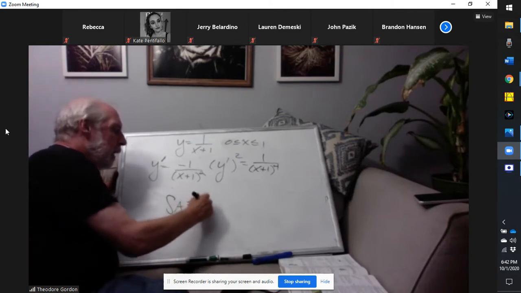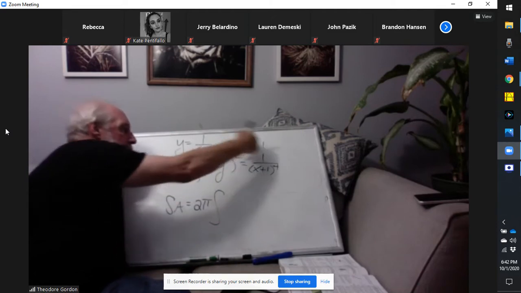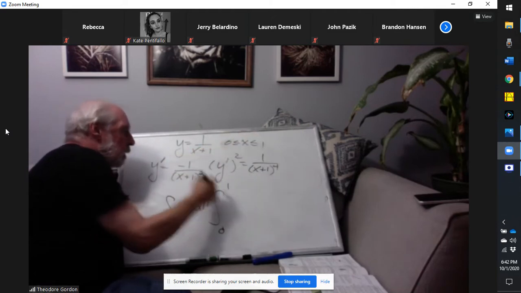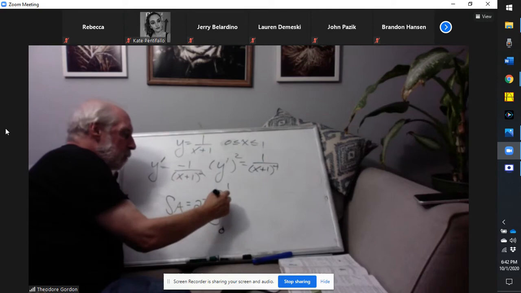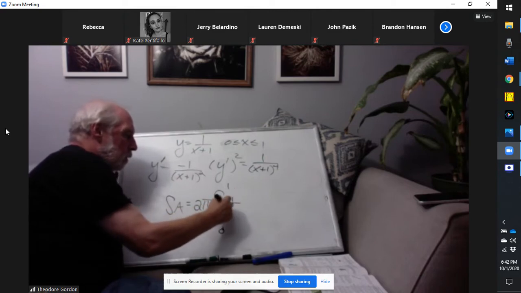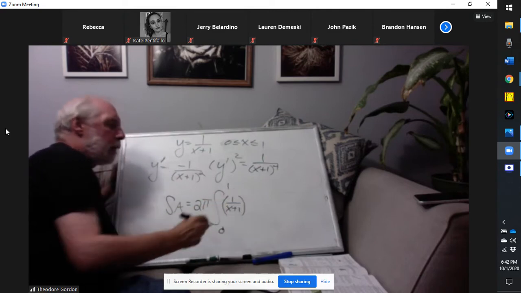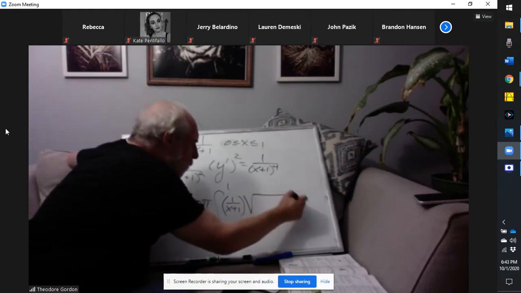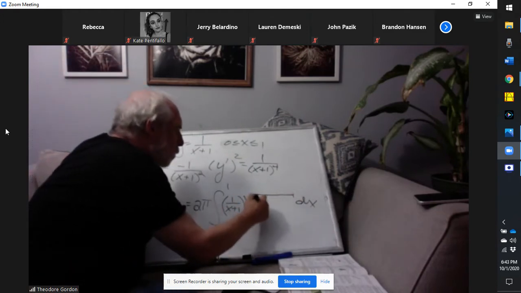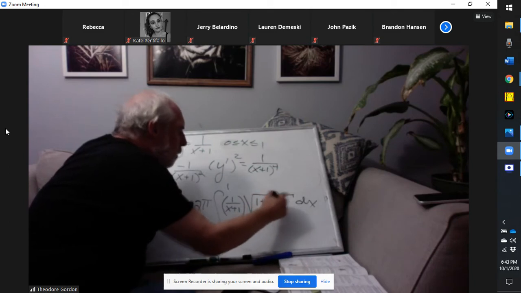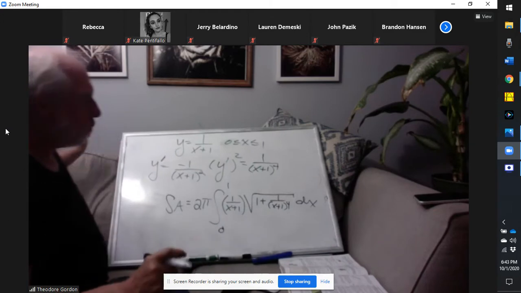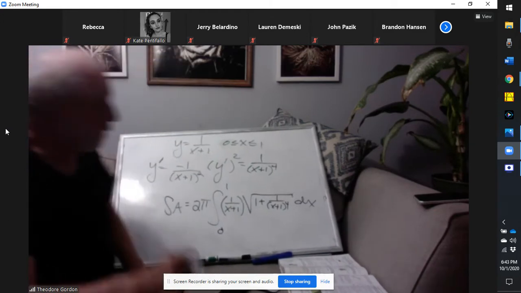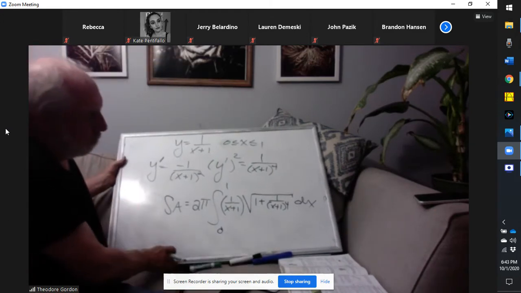All right, so now we put it into the surface area formula. There's a 2 pi out front. We're going from 0 to 1. Put the function in. And then we put in the square root expression from the arc length formula, which is 1 plus 1 over x plus 1 to the 4th. So that's everything in the formula.